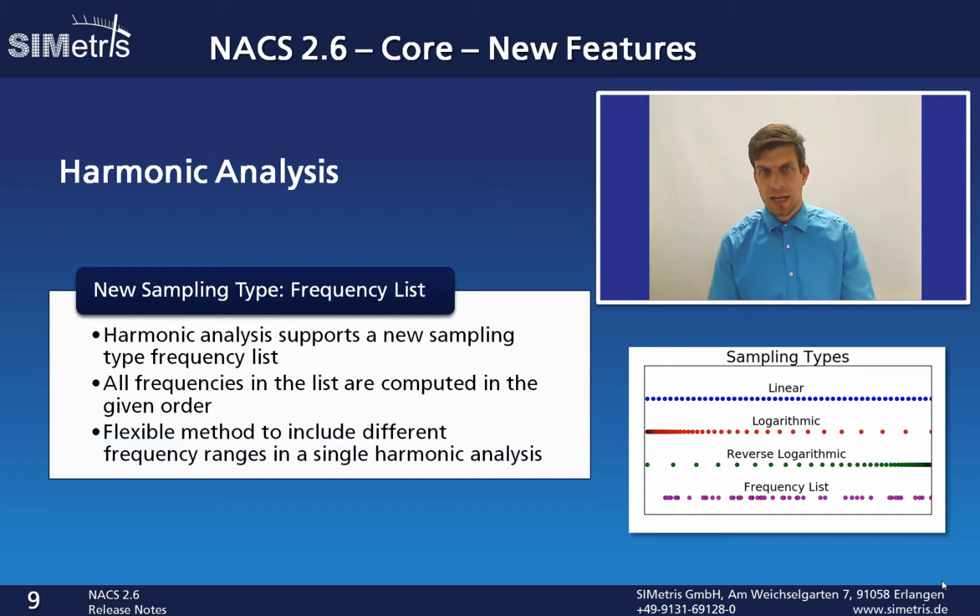To the lower right side you can see a small visualization of the different sampling types. As you can see, equidistant sampling between a start and a stop frequency for the linear sampling type, a finer resolution of the frequencies for lower frequencies in the logarithmic frequency sampling type. In the reverse logarithmic sampling type, we have a higher frequency resolution for higher frequencies, and we have an arbitrary set of frequencies for the frequency list.